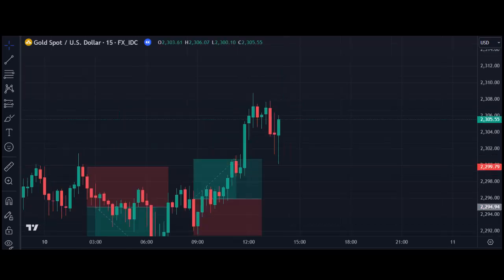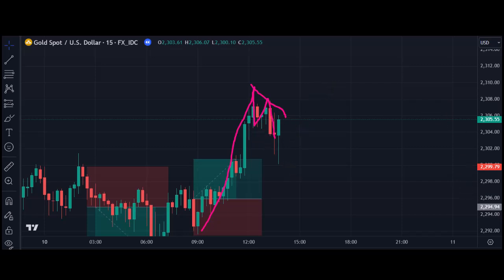Okay, so at this point in time, what do we see here? We've seen a regular flat again. So this is an impulse. So we have impulse, correction, impulse. So this is a regular flat. Okay, so a confirmation of a regular flat is the market will keep pushing high.